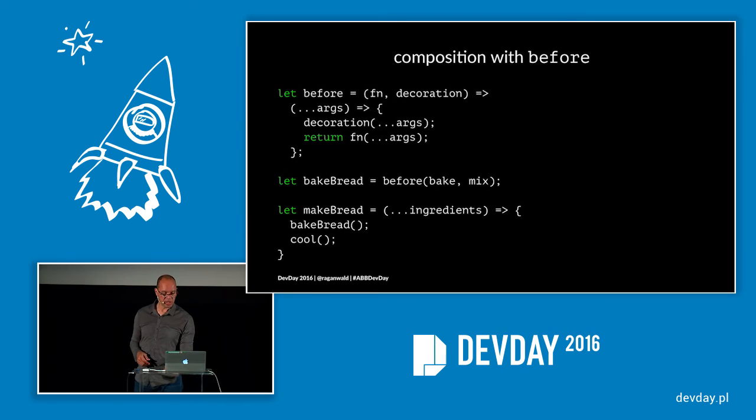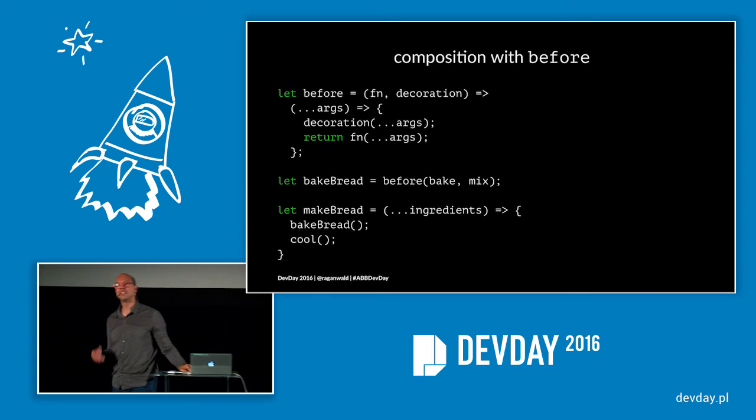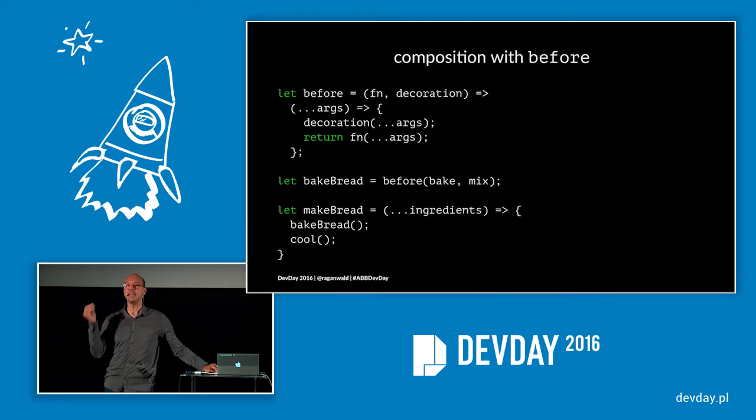What does before teach us? It's a kind of composition. It's fundamentally the same as the compose function that we had before. But what does it do? It names the important relationship between mixing and baking.